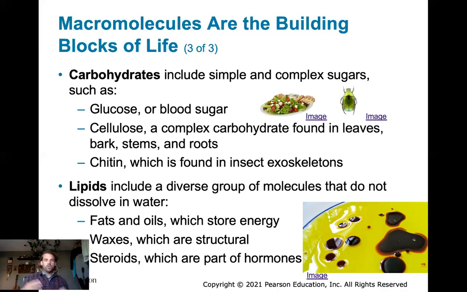And then the last macromolecule we'll talk about for now is the lipids. So lipids are defined as molecules that do not dissolve in water. These include fats, waxes, and steroids. And so, for example, on this theme of food here, you can see that oil, which is a lipid, doesn't dissolve in the vinegar if you do an oil and vinegar bread dip or something like that. So again, the reason I'm telling you this is that lipids are defined as molecules that don't dissolve in water.